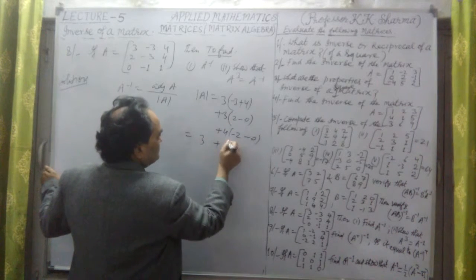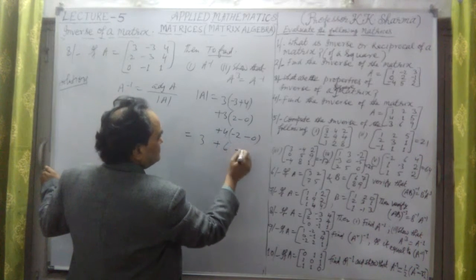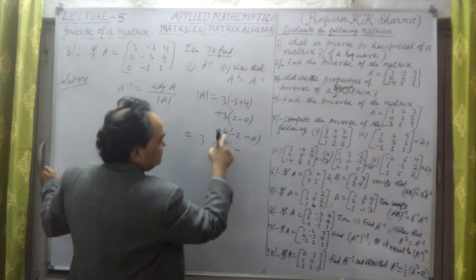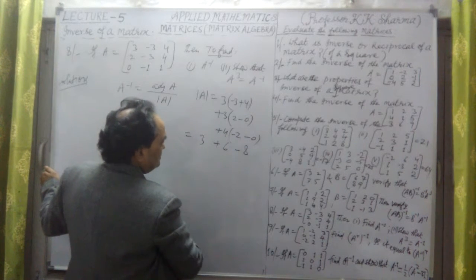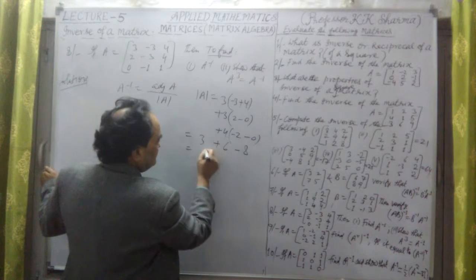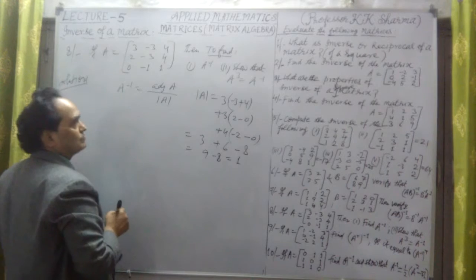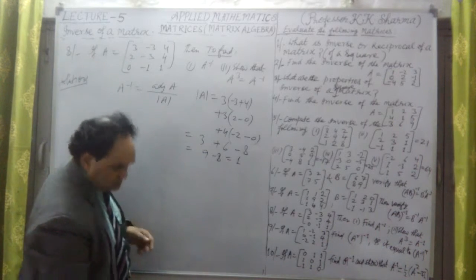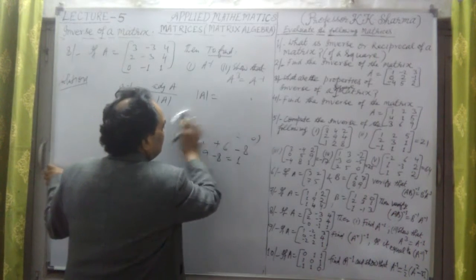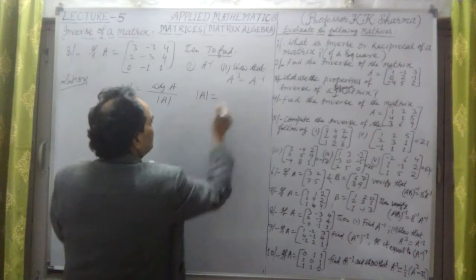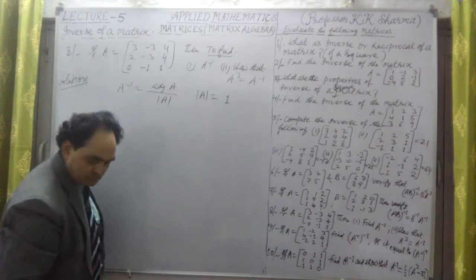And it is minus 8 here. It is 9 minus 8. 9 minus 8 is 1. Determinant value of A is 1 only. Let me write here. It is 1 here. No problem.